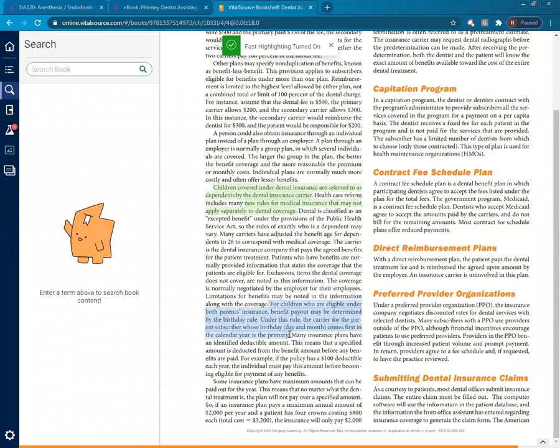Many insurance plans have an identified deductible amount, and this means that a specified amount is deducted from the benefit amount before any benefits are paid. So, for example, if the policy has a $100 deductible each year, the individual has to pay that before they become eligible for any benefits. So the birthday rule is important because you're going to have patients calling in to ask questions about that.